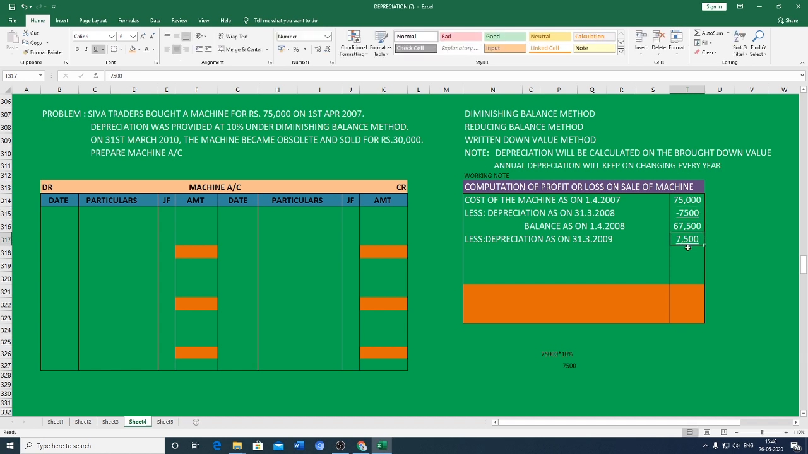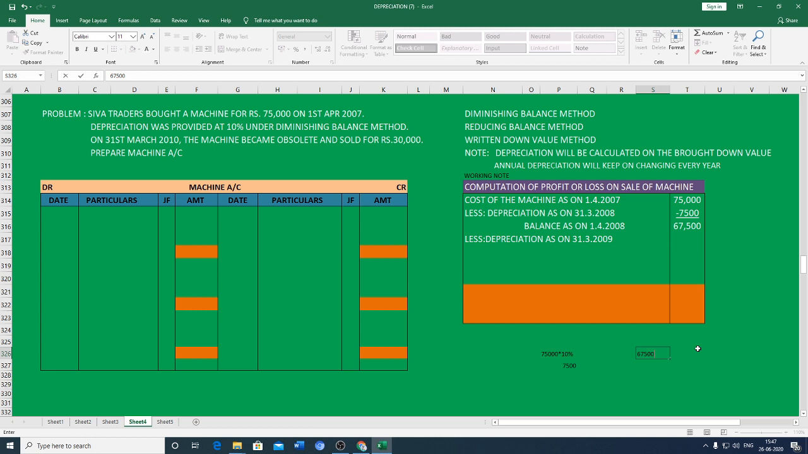No, if it is same, then there is no difference between fixed installment method and diminishing balance method. There should be some difference, right? The difference is, as I told you, note a point, depreciation will be calculated on the brought down value. So it is our brought down value, right? On this value we have to calculate depreciation, not on the original cost. Okay, so let me do it.